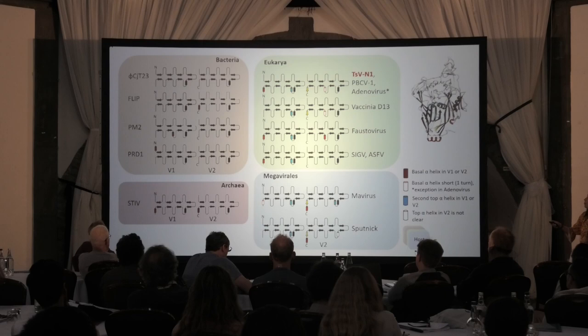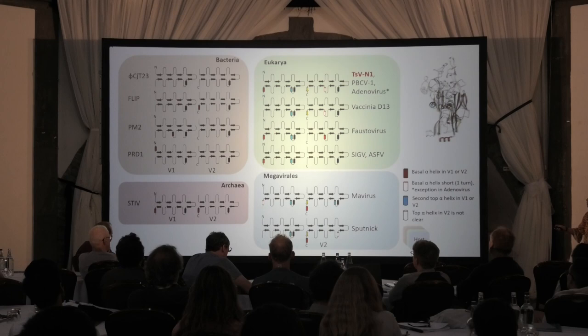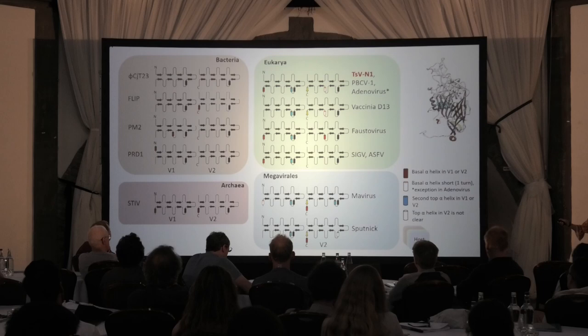And also, this second alpha helix in this loop is present in all the members of the eukaryotic virus and also in bacteriophages. And finally, this strand is conserved in this virus and also in the vaccinia scaffold.